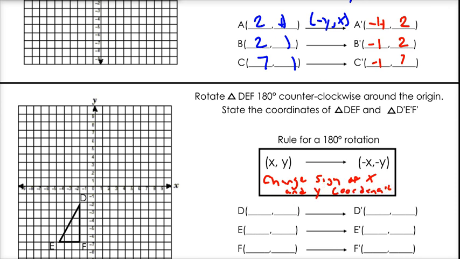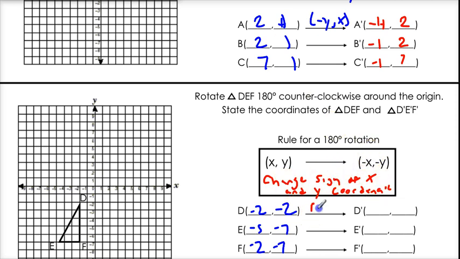Okay, so let's give this a shot. Let's write down our coordinates. So our coordinate is -2, -2 for D. Our F coordinate is -2, -7. Oh, sorry, putting that in the wrong place. And our E coordinate is -5, -7. Okay, so if you read here, it just says change the sign of X and Y coordinates.